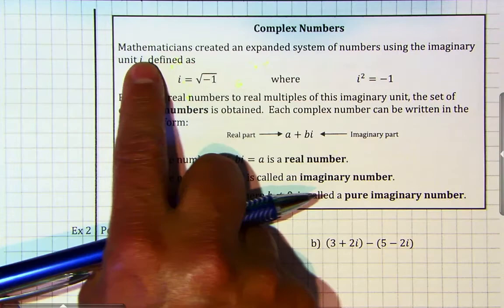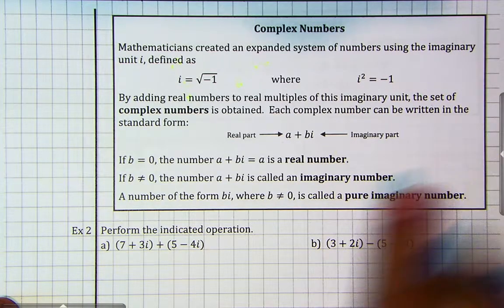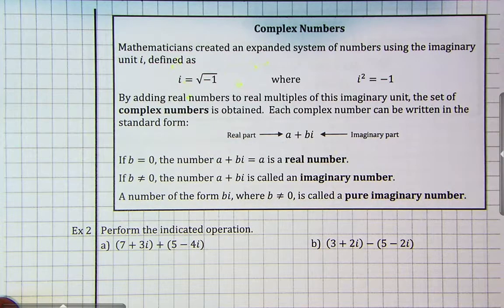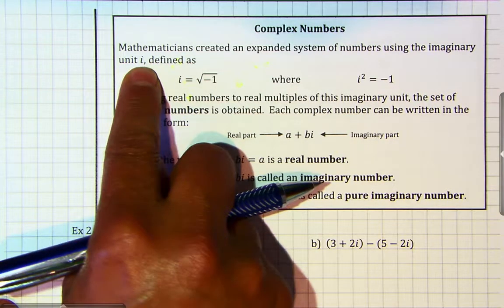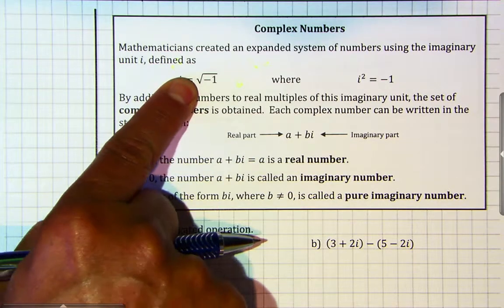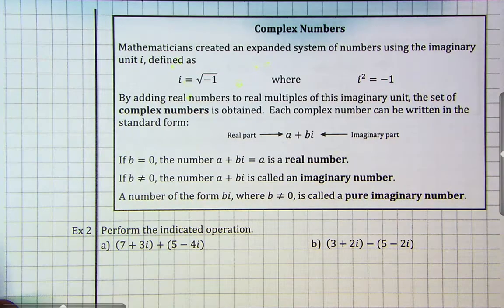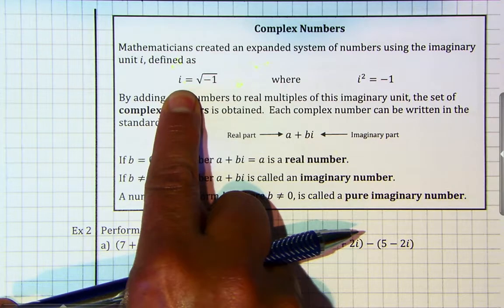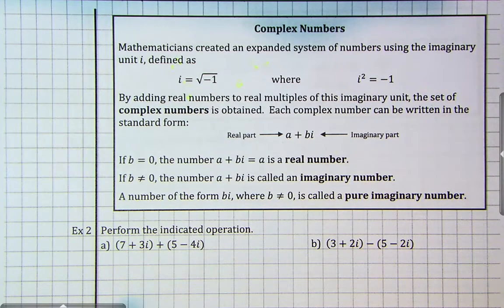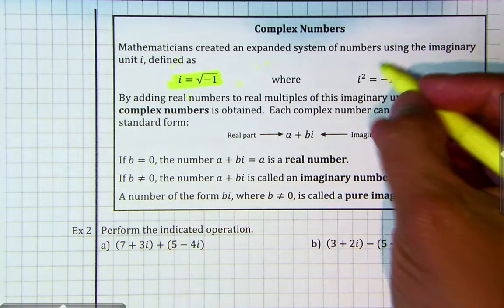So go and copy it. Example number 2, pause it, and then we'll continue once you are ready. So mathematicians create an expanded system of numbers using the imaginary unit i in order to be able to deal with negative numbers that are inside the square root. And they define the square root of negative 1 as i. And this is the definition that you guys learned last year, where i squared is equal to -1.